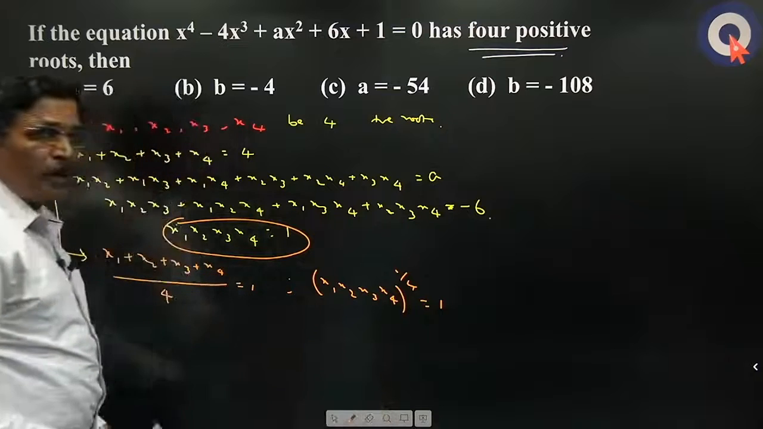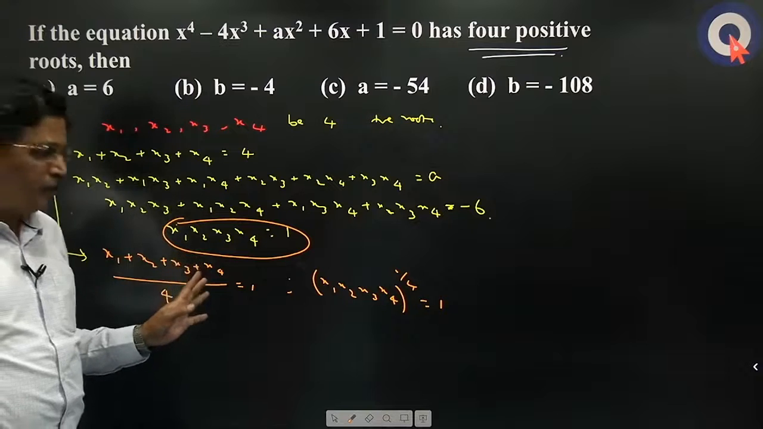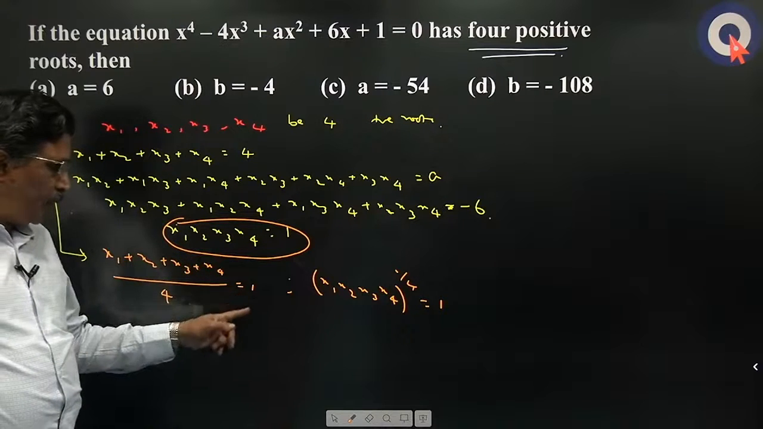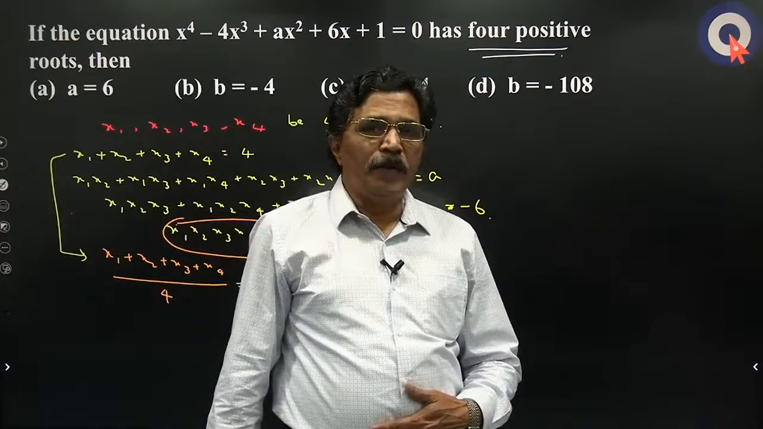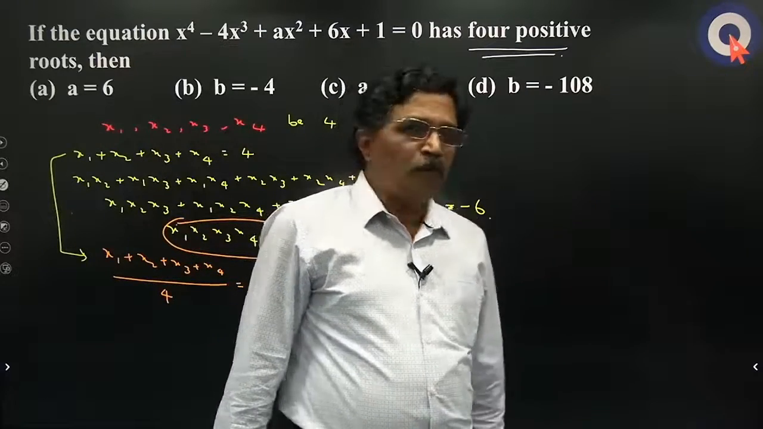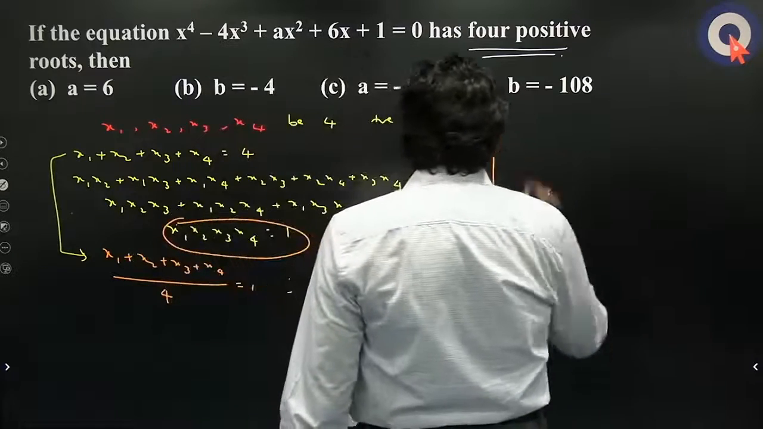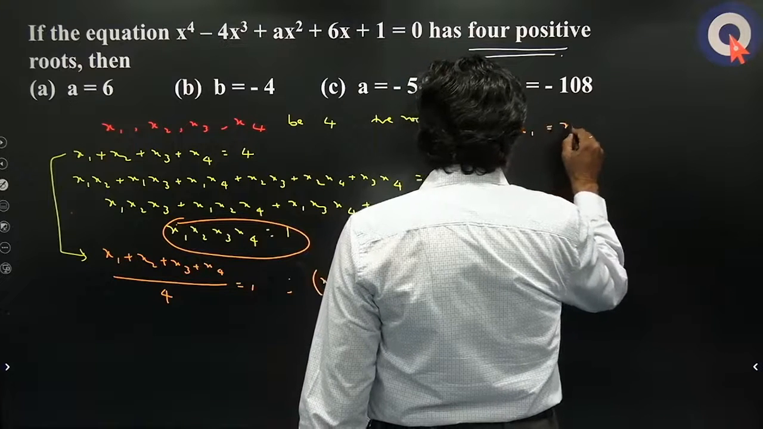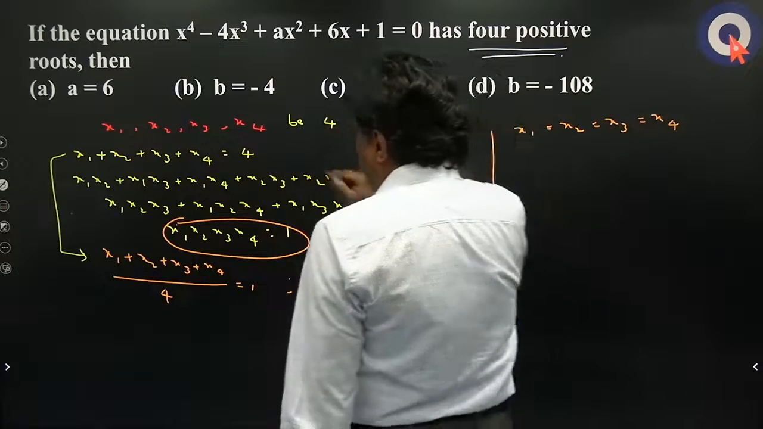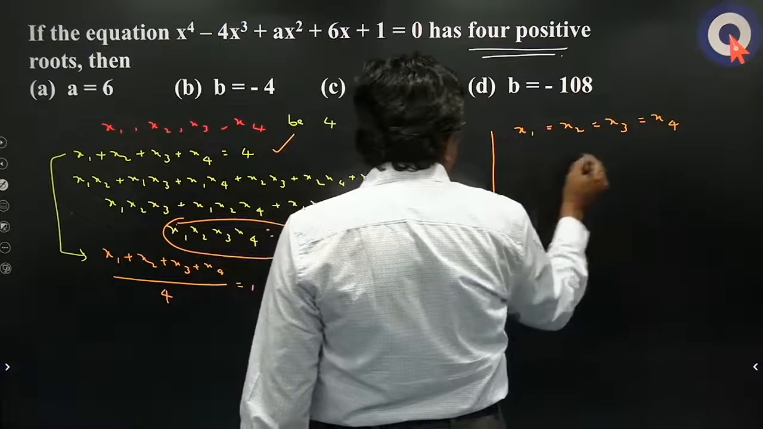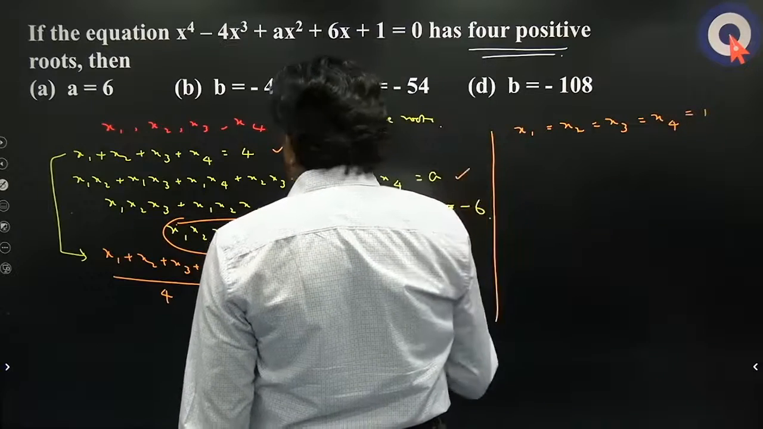So essentially what we are saying is x1 x2 x3 x4 are 4 positive quantities. Their arithmetic mean is 1 and their geometric mean is also 1. When arithmetic mean is equal to geometric mean, the quantities taken are equal. So therefore x1 is equal to x2 is equal to x3 is equal to x4. Because their sum is 4 and all of them are equal, each of them should be equal to 1.